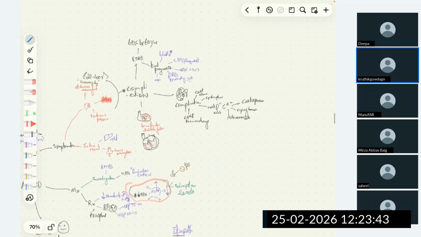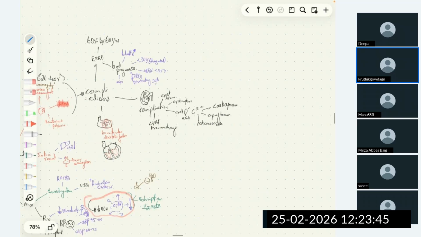Now, what are the complications? We saw end-stage renal disease. 60% of the patients with ADPKD will develop end-stage renal disease by 60 years of age. And also, the bad prognostic markers are there. I don't think this is necessary now.